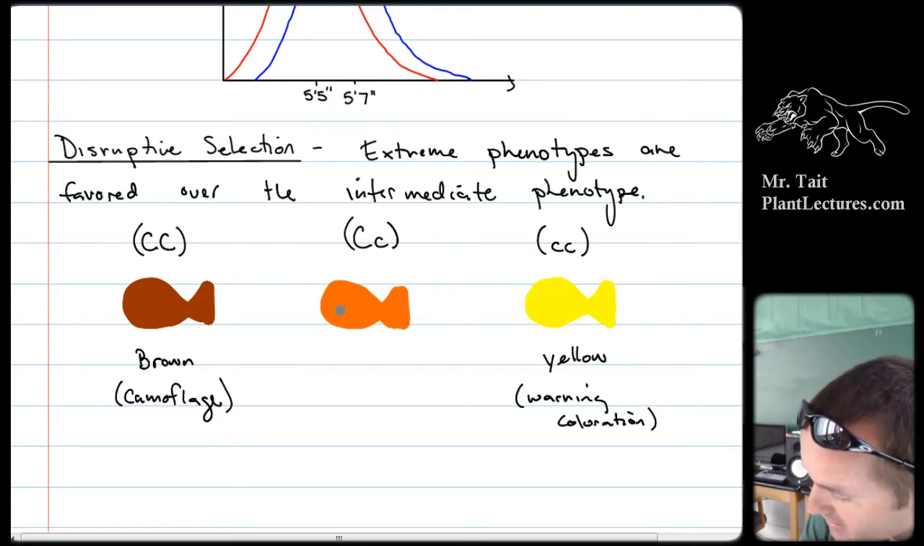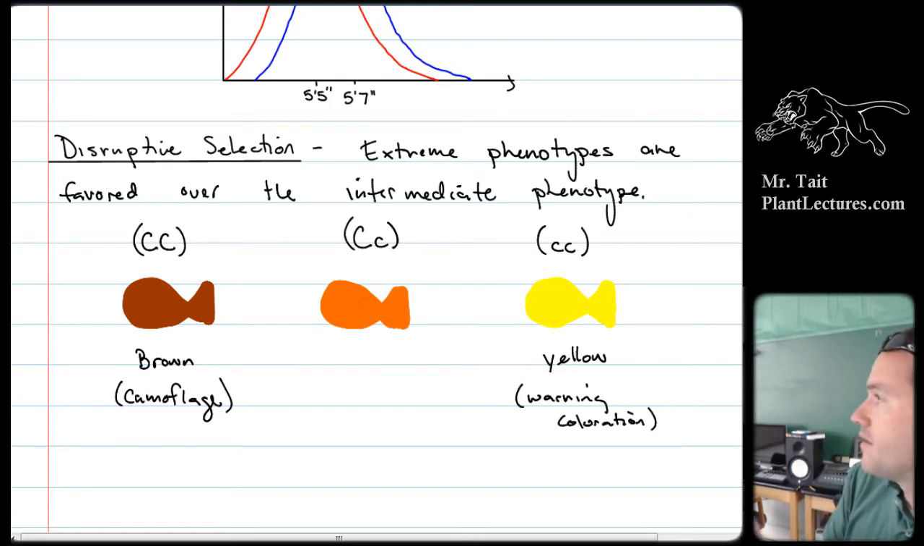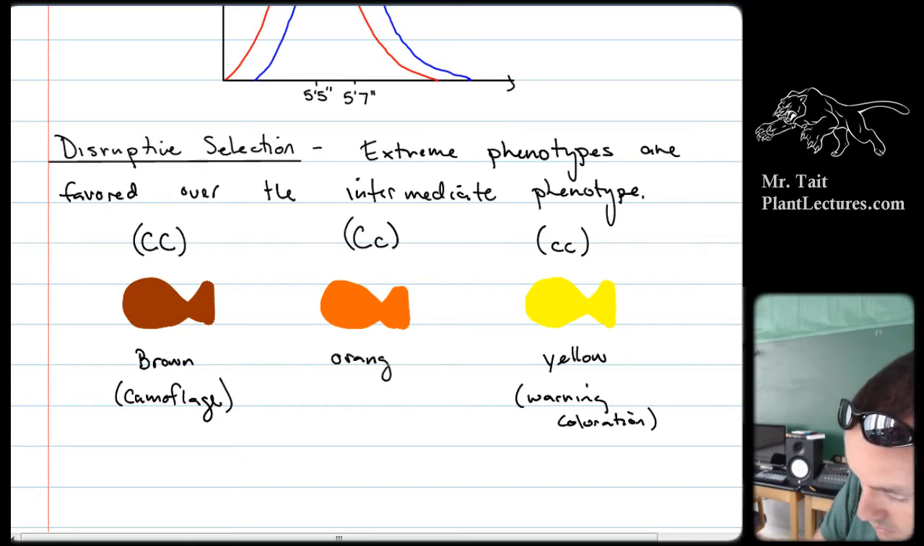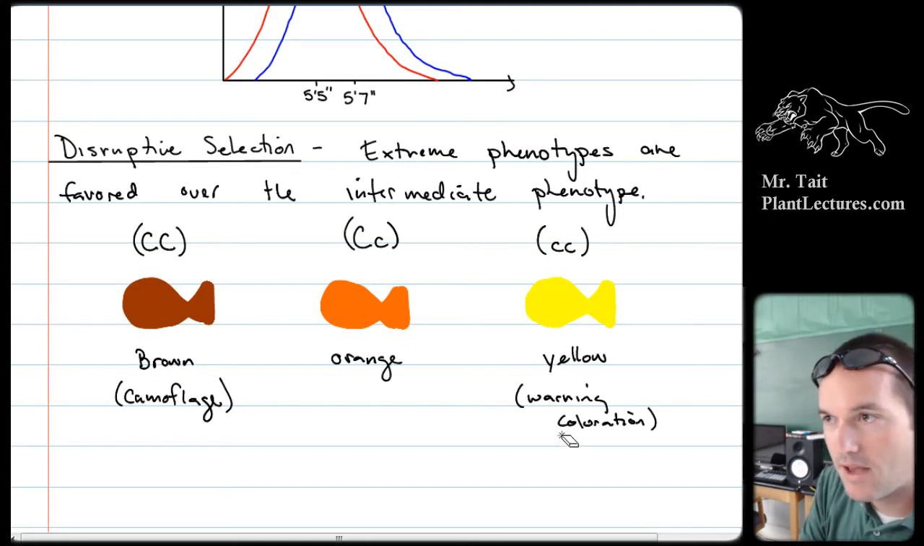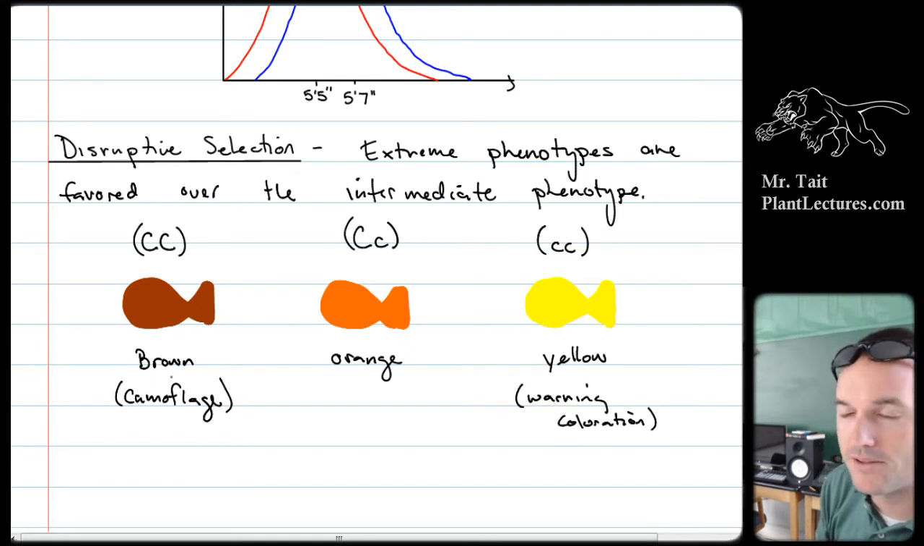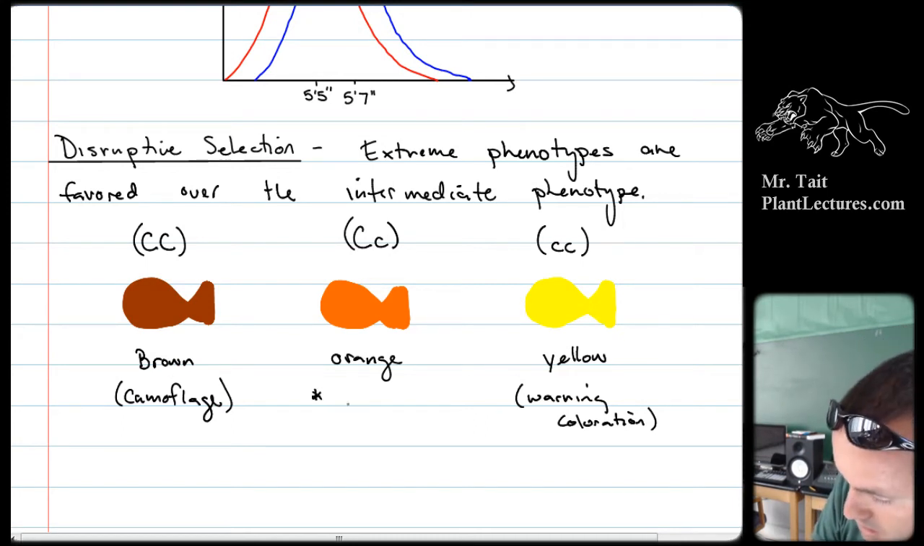Okay? So, this orange fish is not dark enough to have camouflage, right? But it's not yellow enough to have warning coloration. And so predators are not afraid to eat it, and it's very easy to find, or relatively easy to find, and therefore that fish is probably going to get eaten, right? So this is the least biologically fit.